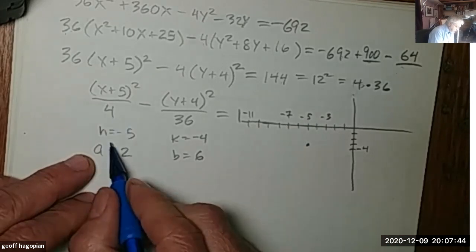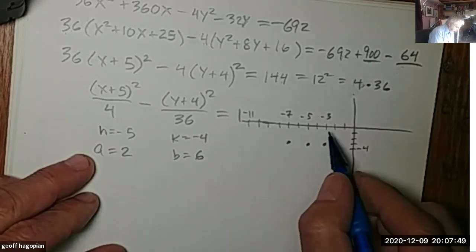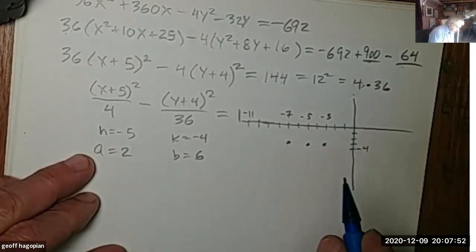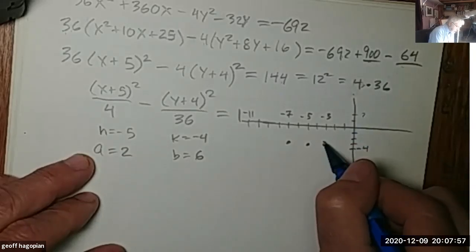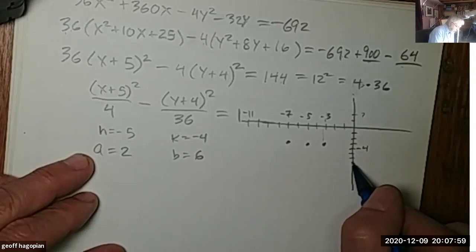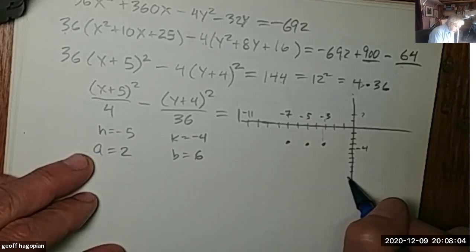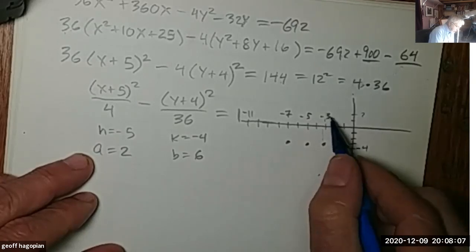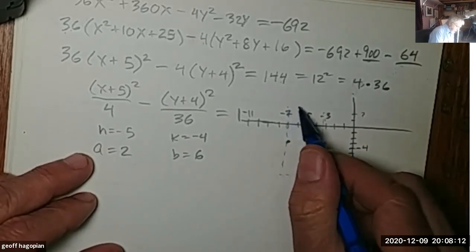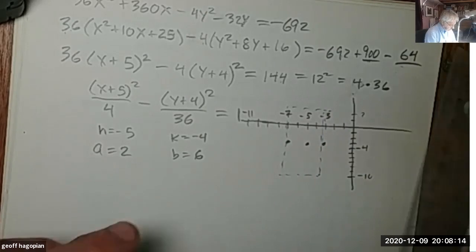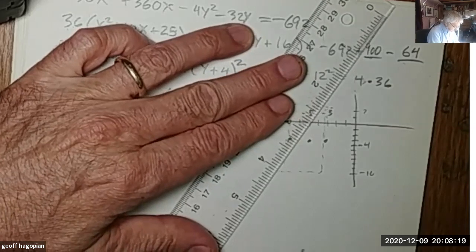Where A is 2, so we're going to go 2 to the left of that and 2 to the right of that to find the vertices. The box is going to be 6 tall, right? So we have to go up to 2 and down to -10, right? So the box is going to look like this. And we're drawing the diagonals of the box. Those are the asymptotes. Oh gosh, I made a terrible hash of it, didn't I?